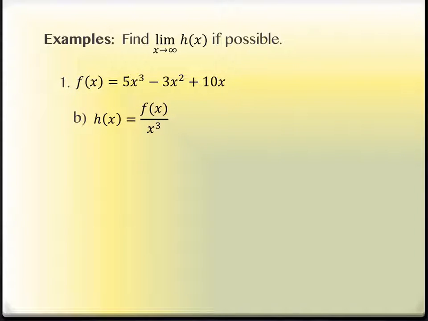Similar question, but notice that the denominator is different this time. We have the same numerator, I'm pretty sure. So we're going to replace it. It's 5x cubed minus 3x squared plus 10x. But the denominator now is x cubed. Okay, so algebra first to simplify. What does this give us?